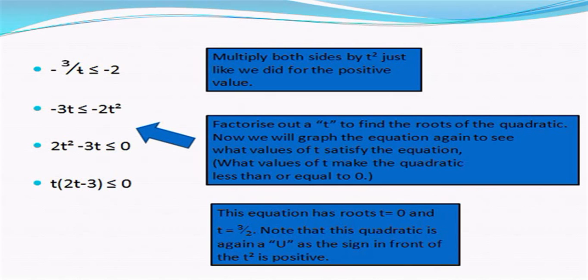We then bring the minus 2t squared across and we get 2t squared minus 3t is less than or equal to 0. We take out t as a factor and we get t into 2t minus 3 is less than or equal to 0. So like we did with the positive value part of the question, we put the two factors equal to 0, and we get t equals 0, that's one root, and then we put 2t minus 3 equal to 0. When we solve that for t, we get t equals 3 over 2. So that's another root. So our two roots are t equals 0 and t equals 3 over 2.